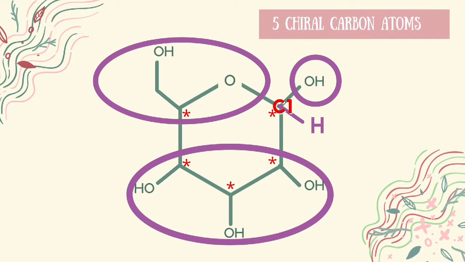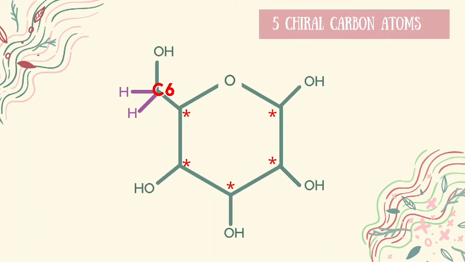Let's take chiral carbon 1 or C1 as an example. As you can see here, this carbon atom has 4 different atoms or groups of atoms attached to it. Therefore, it is identified as a chiral carbon and marked with an asterisk. Same goes for the other 4 chiral carbon atoms. However, the structure of glucose has 6 carbon atoms, but only 5 carbon atoms are considered as chiral carbons. Let's see why. Look at carbon 6 or C6. We can see that the carbon atom has 2 identical atoms bonded to it, which is the hydrogen atom. Therefore, it is not a chiral carbon.